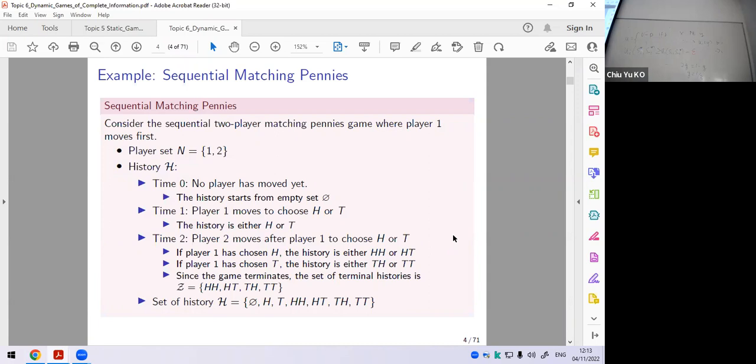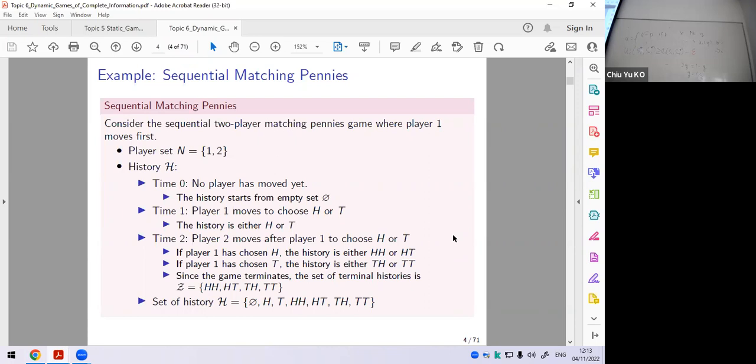So here we have the set N, players 1 and 2. And all the histories. History can be nothing having started, the empty set. And at time 1, player 1 can choose head or tail. The history becomes nothing and head, or nothing and tail, right?